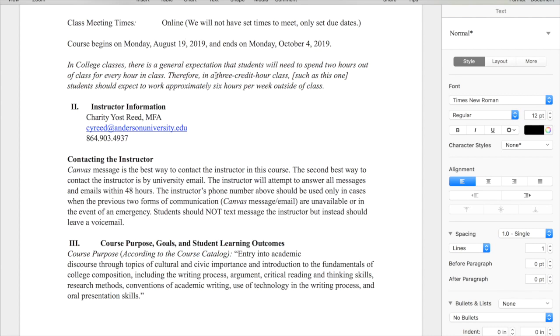In all college classes, there is a general expectation that students will need to spend 2 hours out of class for every hour in class. Therefore, for a 3 credit hour class such as this one, students should expect to work approximately 6 hours per week outside of class, along with the 3 hours you spend inside of class. That means if you're taking a class like ours that is in double time, this could potentially take up to 18 hours of your week.